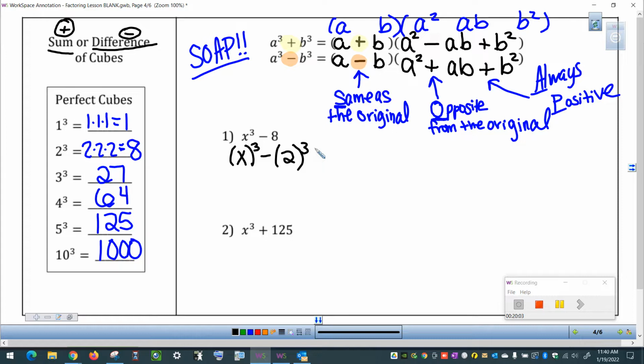But for the second one, I'm going to think about my chart over here and think, all right, what is the cube root of 8? That is going to be 2. So we're going to rewrite that as 2 cubed. So now in our formula, we can see that A is going to be represented with an x, and B is going to be represented with a 2.